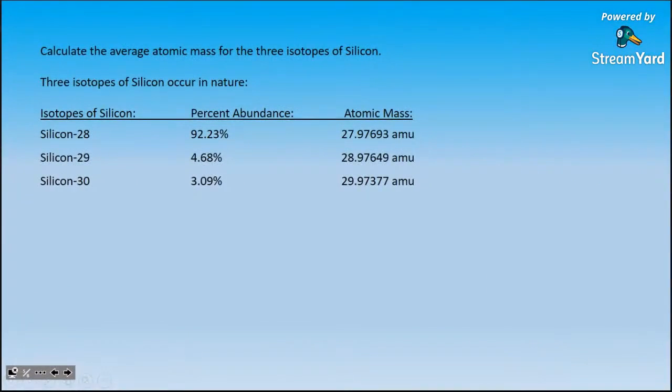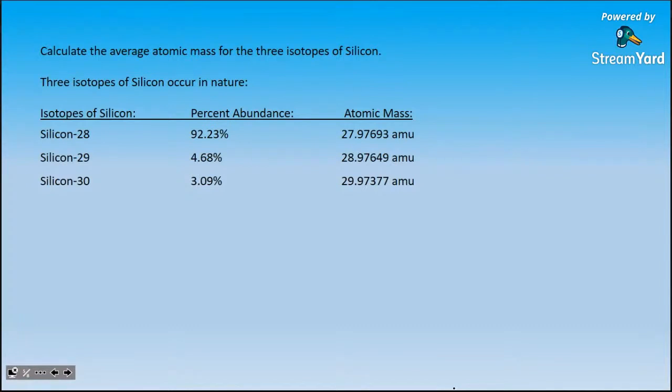In this particular example, we're looking at silicon. And we find in nature that there are three isotopes of silicon: silicon 28, silicon 29, and silicon 30, with percent abundances of 92.23, 4.68, and 3.09 respectively. You'll notice that each one of these isotopes has its own unique atomic mass. But again, you're not going to find those three atomic masses on the periodic table. What you're going to have on the periodic table is the weighted average of these isotopes, based on their percent abundance. So here's how we can calculate this.